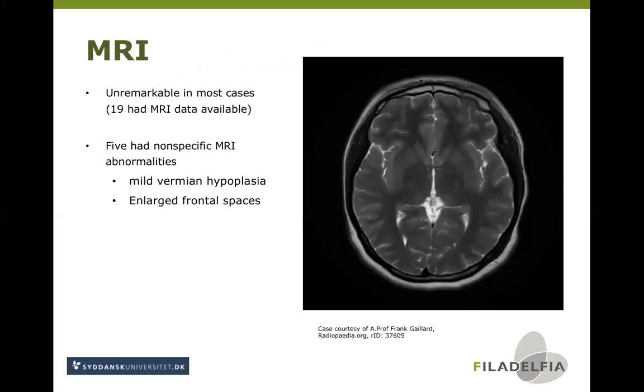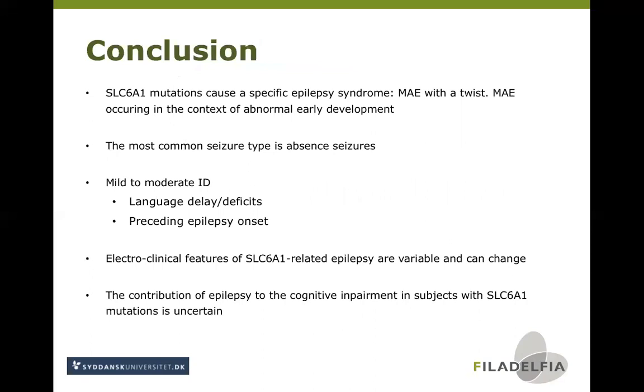Regarding MRI, most cases were unremarkable, they were normal. And then 5 had non-specific abnormalities, such as vermian hypoplasia or enlarged frontal spaces and such. So nothing much there.